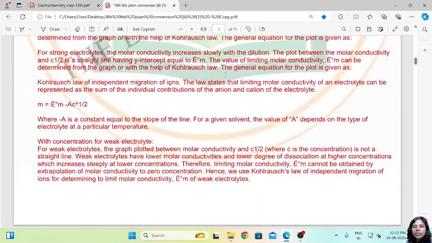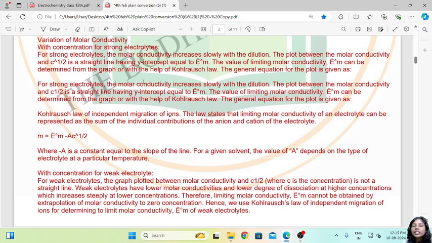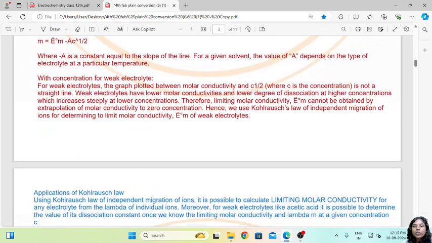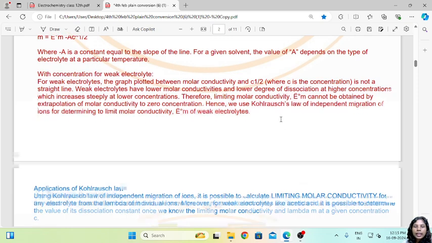For strong electrolytes, we were easily able to draw an extended line to the y-axis and get the limiting molar conductivity. But when it comes to weak electrolytes, we cannot do so because they have very low molar conductivities and their degree of dissociation is even lower. So in this case, we use Kohlrausch's law of independent migration of ions. What does that say? That the limiting molar conductivity can be given as the sum of the contributions of the cations and the anions that are present in the electrolyte.